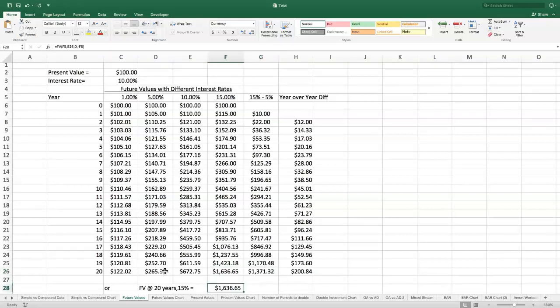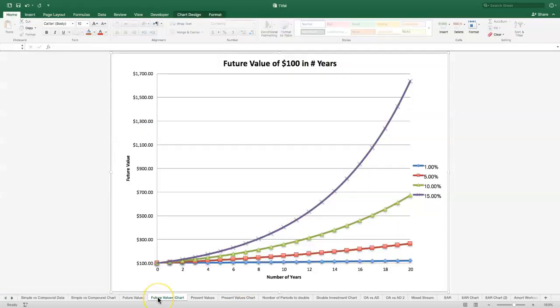We can also use Excel to calculate future values. So directly, if you look up here, you'll see there's a function called FV, which is future value, where we plug in the number of periods, the interest rate, and the present value to arrive at a future value. Looking at the differences on the chart may be more illuminating.